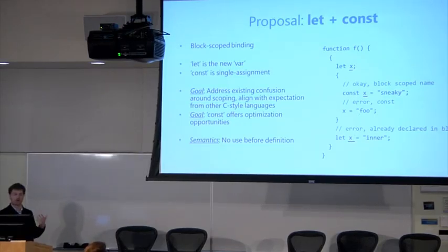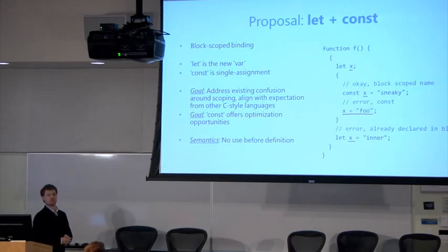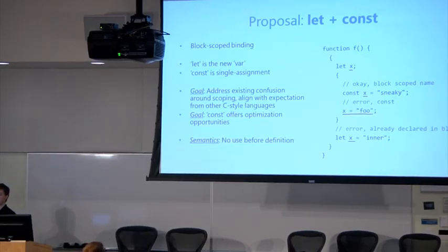The other aspect here is const, which has the same block binding behavior as let, but is single assignment. So I can't then come here and say x equals foo, because this x bound inside this scope is const. So this is useful for indicating intent and for catching some errors, but also opens up several potential performance opportunities for engines, which are hard to infer at the moment.